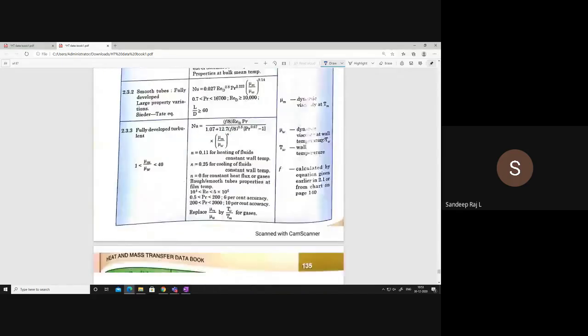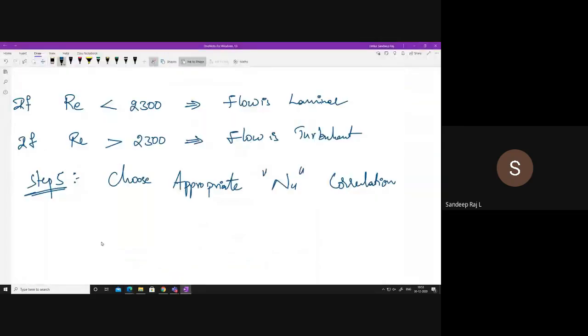I already told you that the cases are many, so you have to choose the case appropriately from page number 132 to 137. From page number 132 to 137, you will go and choose the Nu correlation.